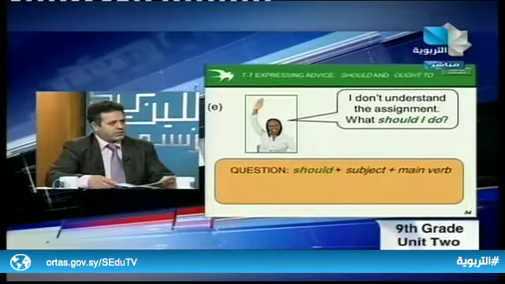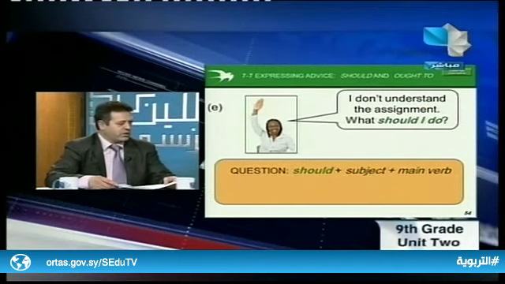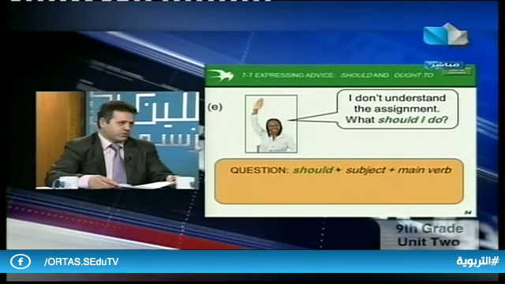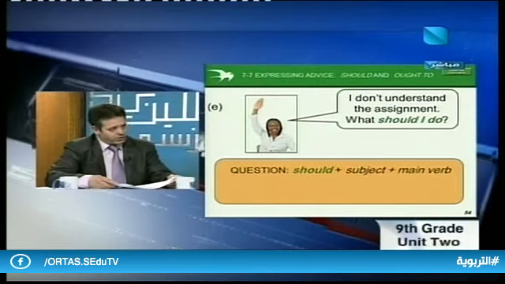Also here, in a question, we mustn't use ought to. We must use should in a question, and we start with should. It's like an auxiliary: when we form a question, we use the auxiliary before the subject, and it's the same way here.